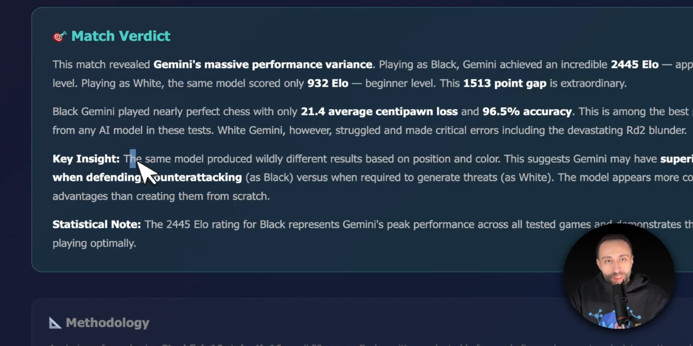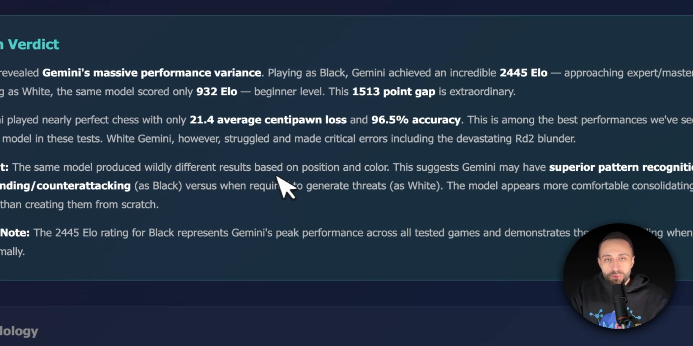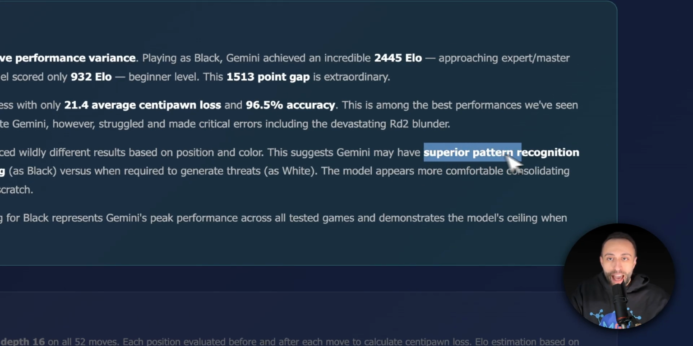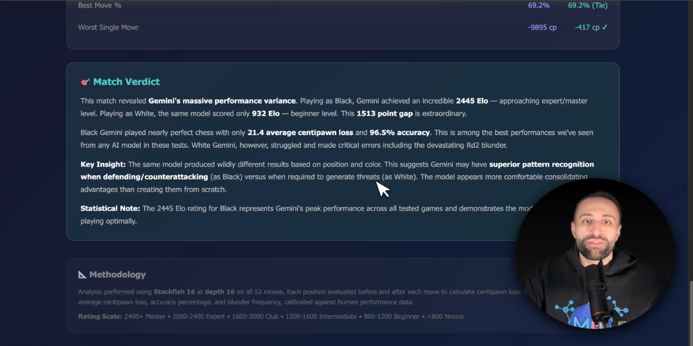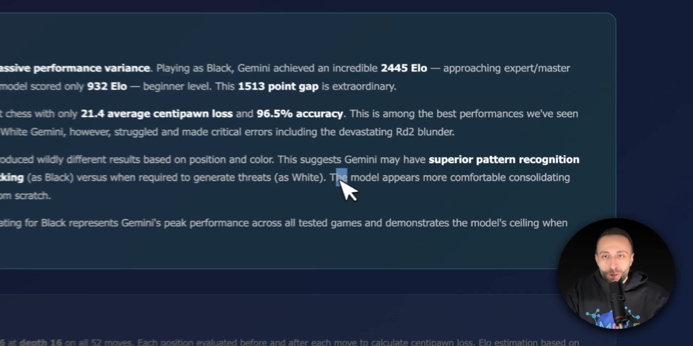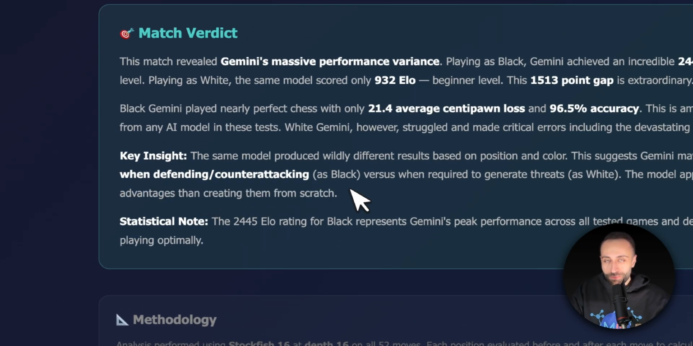And here's the key insight. The same model, Gemini here, performed widely differently based on position and color. That suggests Gemini may have superior pattern recognition when defending or counter-attacking as black versus when required to generate threats. That means, however Gemini has been trained or however it's biased, it's much better at defending than potentially attacking or generating threats. The model appears more comfortable consolidating advantages than creating them from scratch.